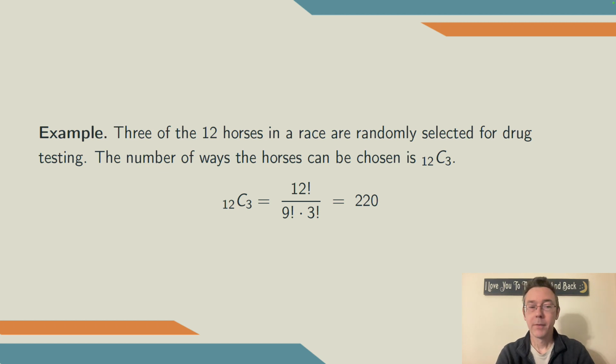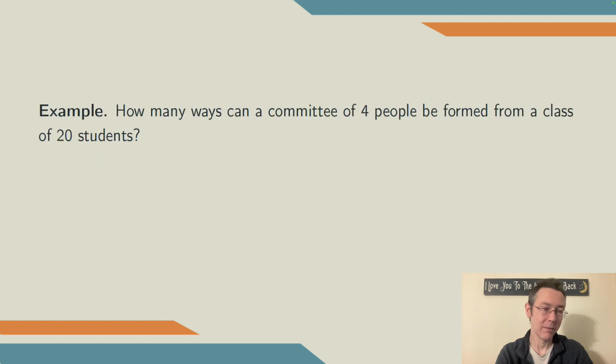Another example, 3 of 12 horses in a race are randomly selected for drug testing. So the number of ways the horses can be chosen is 12 choose 3. Here order doesn't matter, unlike in the win, place, show example. 12 choose 3 is 220.